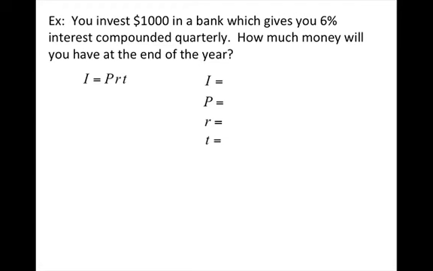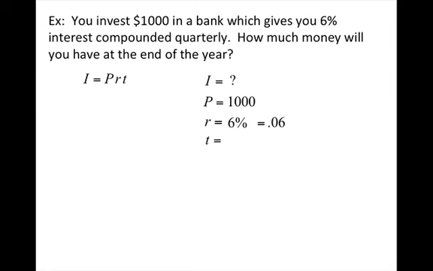In this example, I is the interest, and that's what I'm looking for. P was my principal, which was $1,000. R is my interest rate, which is 6%. If I divide this by 100, that gives me 0.06. T is my time in years. And I'm going to end up looking at what happens to this money over a full year.